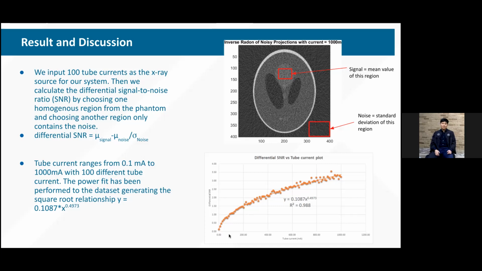So we can observe this pattern. We fitted a power fit to our data, and we get the signal-to-noise ratio equal to 0.1 times the tube current to the 0.49, which proves our previous concept. The signal-to-noise ratio is proportional to the square root of the tube current. And in our fit, the R square is 0.98, which means it is a really good fit.